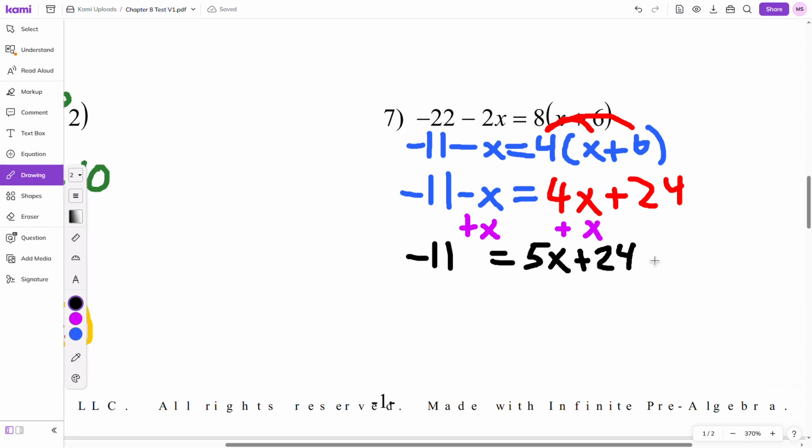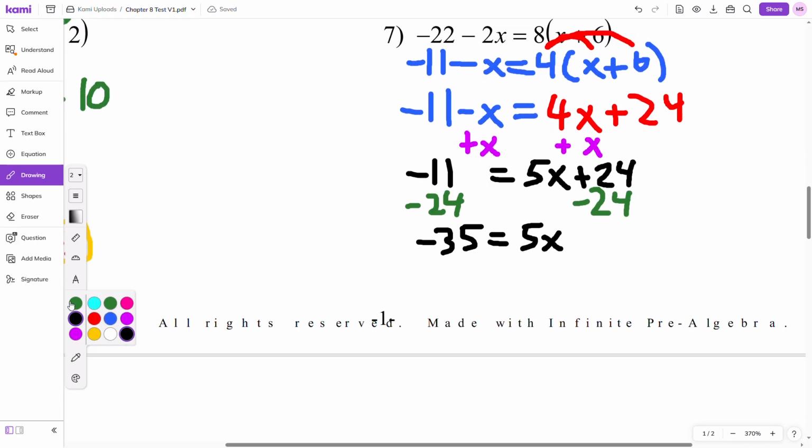So I have the x on the right side. So I was tempted to add the 11 to both sides because I don't like negatives. But I'm actually going to subtract 24 on both sides because that way I get the x by itself. And that's ultimately the goal, to get the x by itself. So this 24 here has to go to the other side. And now I'm left with negative 35 equals 5x. And now I can divide both sides by 5.